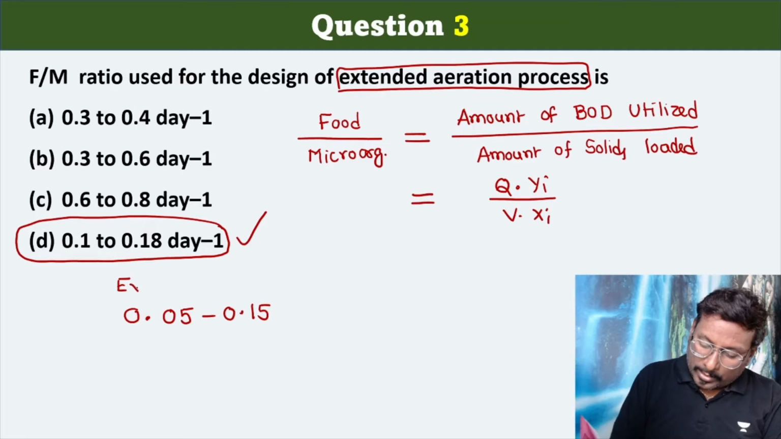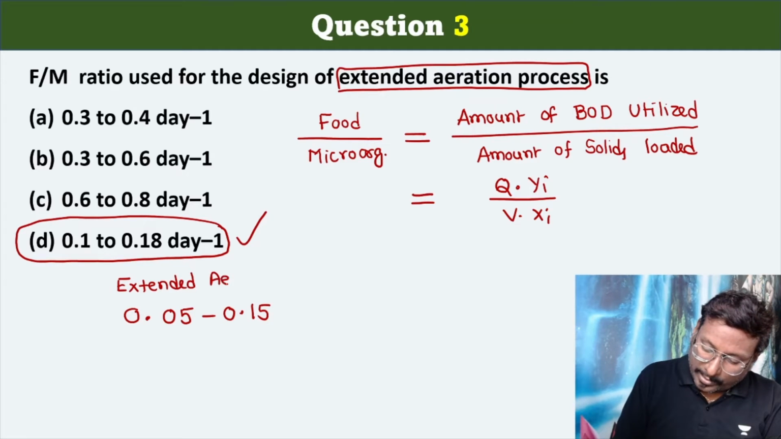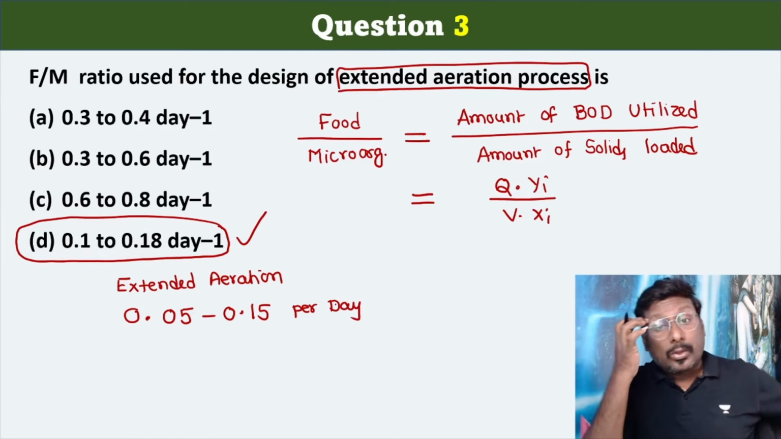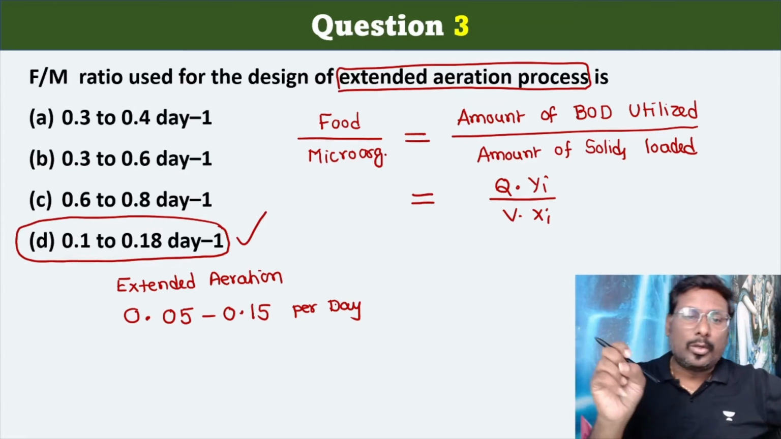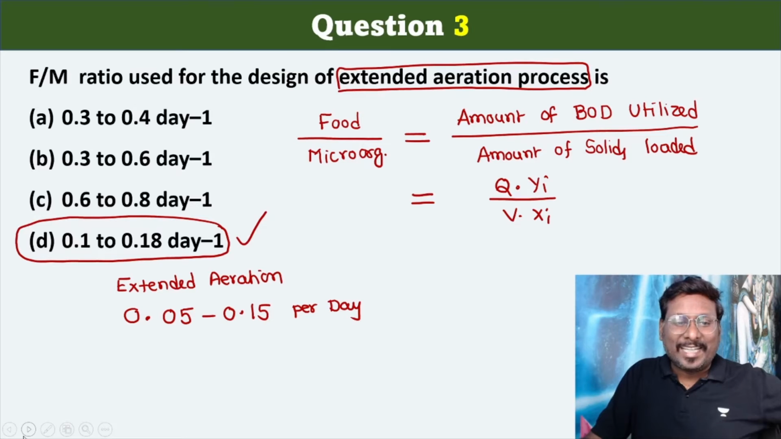Extended aeration process, general value 0.05 to 0.15 per day, day inverse. So as per the options, we can go with 0.1 to 0.18, nearby range.